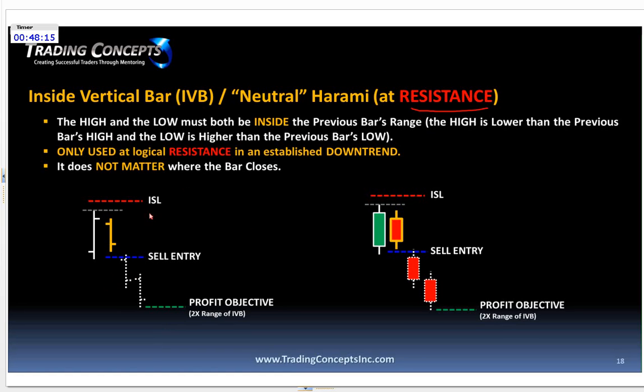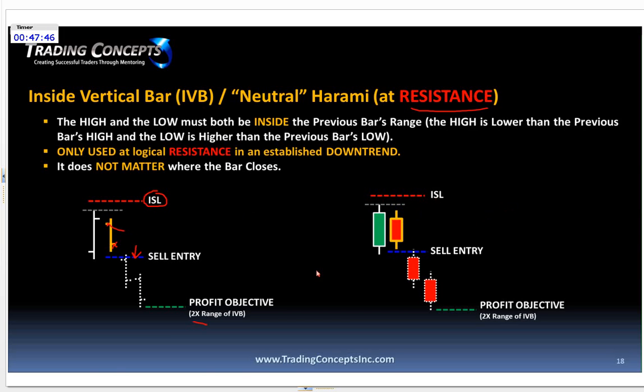You get an inside pattern, right? In a case like this, again, I don't care where it opens or closes. I could care less. All I care about is if the market's able to penetrate down through the low of that inside pattern, right? That's my trigger to actually go short. My ISL, my initial stop loss, is directly above the prior bar's high. My first profit target is 2 times the range of that tight little inside pattern, okay? That's simple. Very simple trade setup, okay?